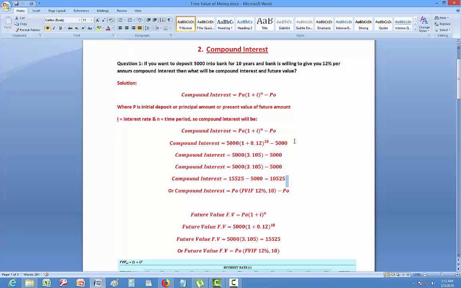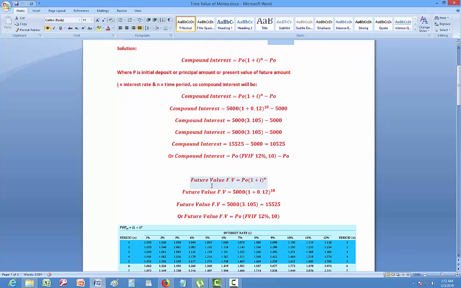And second thing which is asked in the question and which is future value, that is future value. Future value is always equal to initial deposit multiplied by 1 plus I raised to power n. So present value is 5,000 and interest rate is 12% and raised to power time period, which is 10. So we can calculate here future value, which is 15,525.